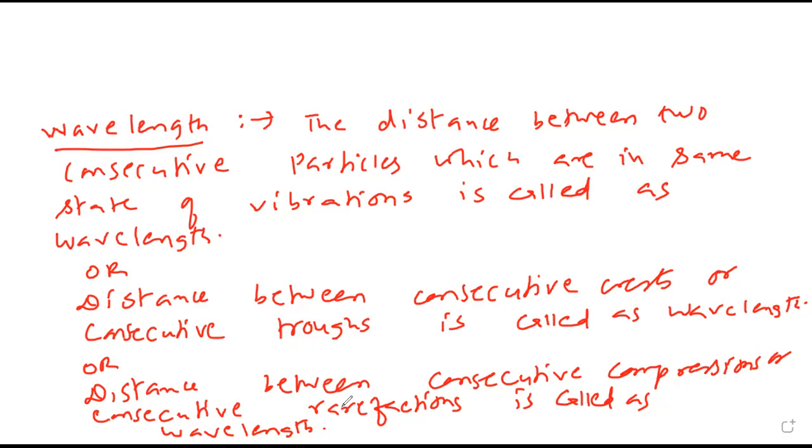What you have written there: distance between consecutive crests or consecutive troughs. A transverse wave is in the form of crest and trough.